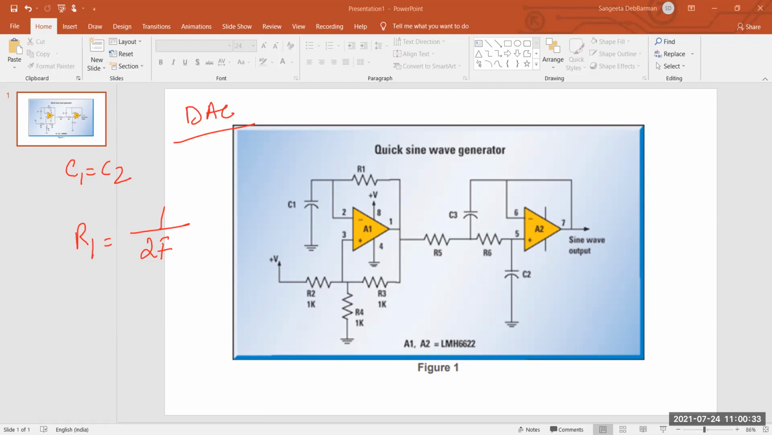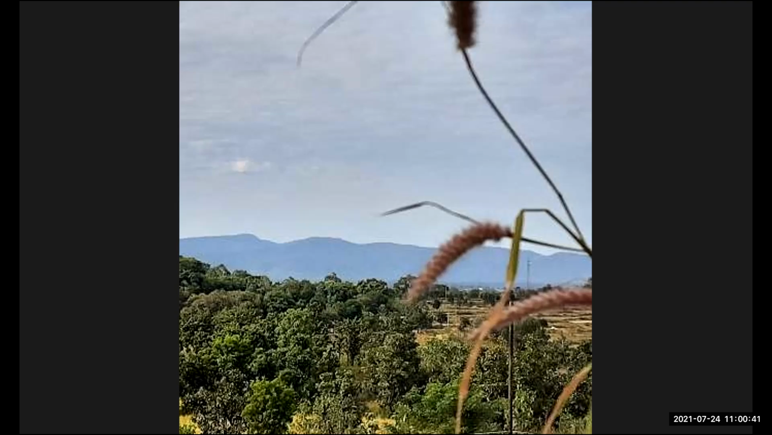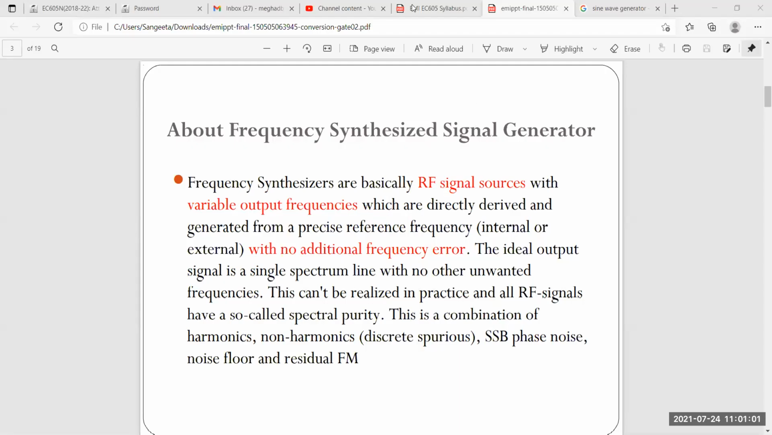Okay, now I will shift to the next topic. Our next topic will be frequency synthesized signal generator. I'm again sharing a PPT with you. So have a look. I think this is visible to everyone. See here, it is written about frequency synthesized generator. This is also a new topic.